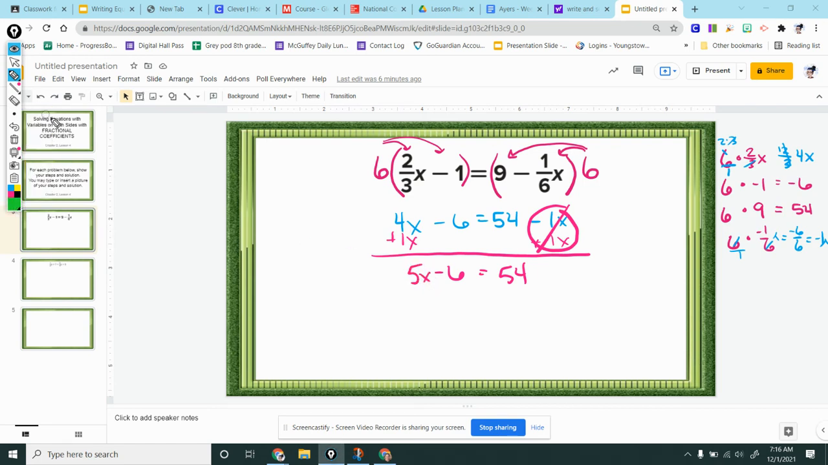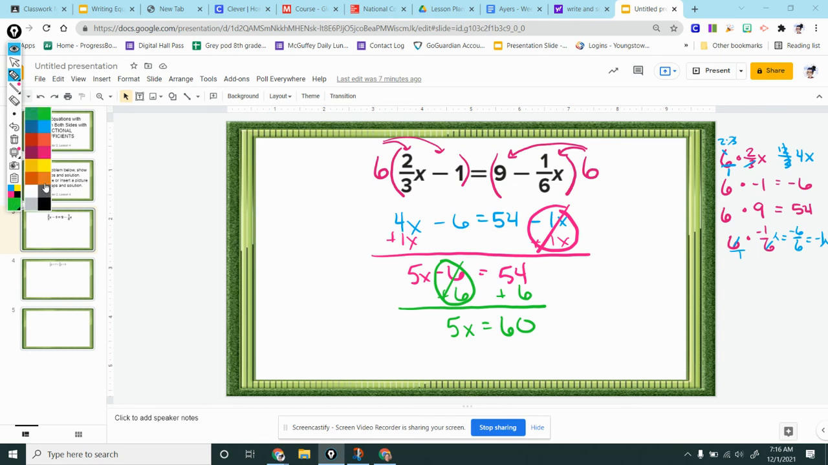Now, what am I going to do? Right, I'm trying to isolate this variable, so I'm going to create a zero pair here. The opposite of -6 is +6. That gives me a zero pair. Of course, what I do to one side of the equation for balance, I must do to the other side of the equation. It's starting to come together. I'm bringing my 5x down here. 54 added to 6 gives me 60. Oh, I love when they work out so neatly.